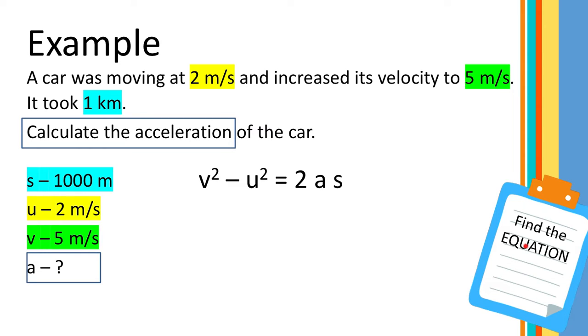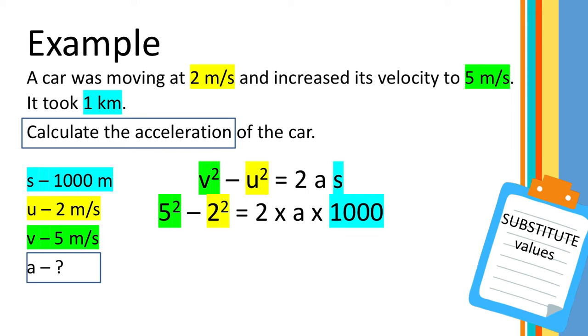Now we need to find the equation, and in this case we've got the equation v squared minus u squared equals 2 times a times s. Now we're going to substitute the values in. Because you've written the equation here, we can just start putting the numbers underneath, and then it all matches. The v squared is our 5 that needs squaring still, take away the u squared, so that's going to be 2 squared. And that equals 2 multiplied by the acceleration, that's our question mark, I'll just write an a for now, multiplied by 1,000, which we converted before.